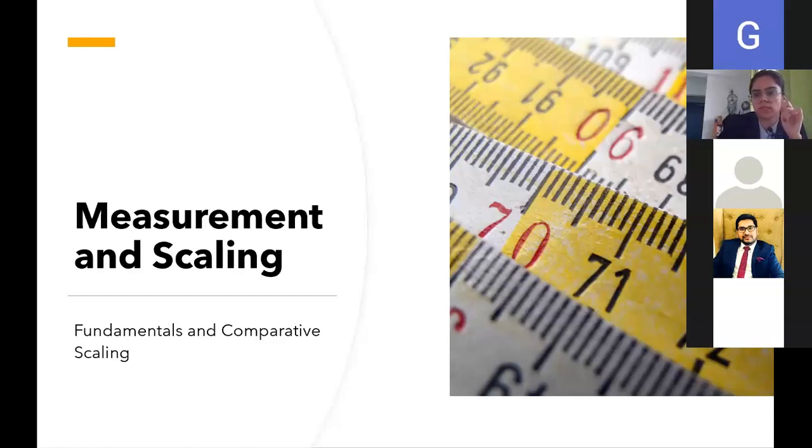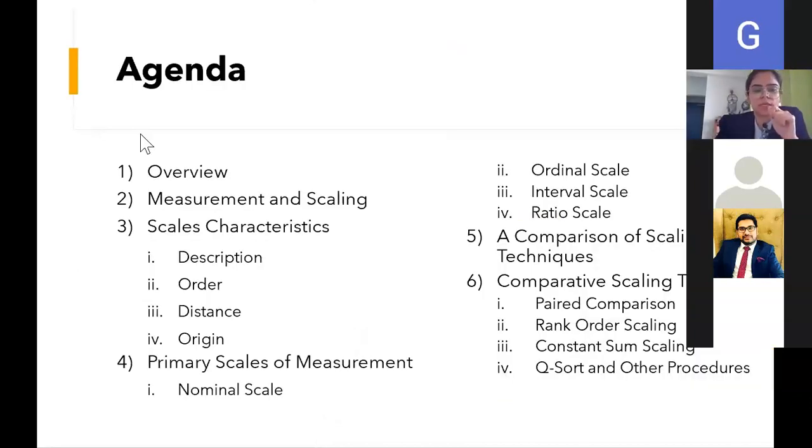So let's start. What is measurement and scaling? We are going to cover a very important topic today, measurement and scaling. What we are going to cover today is what is measurement and scaling and some characteristics of scales. And there are different scales: nominal scale, ordinal scale, interval, and ratio scale. But why are we studying this scaling? Why are we studying this measurement?